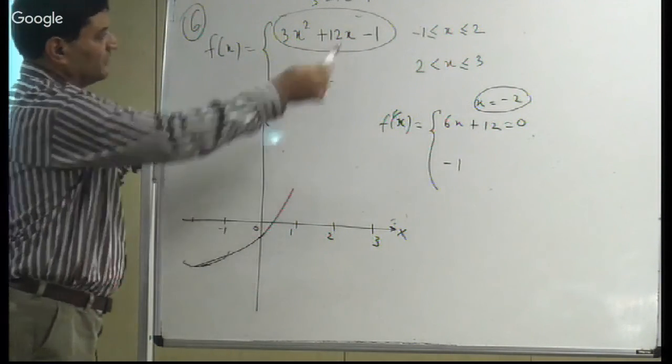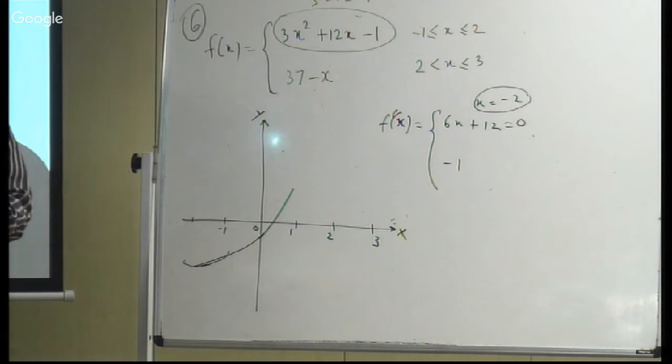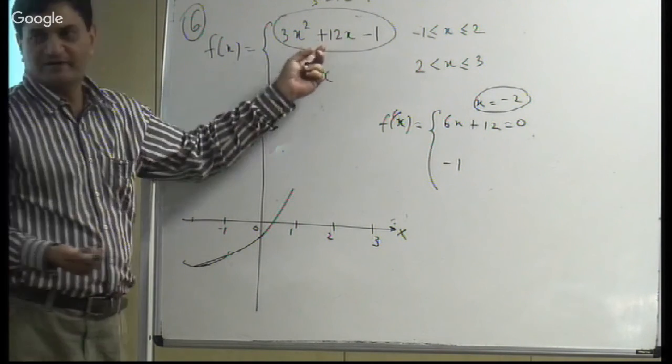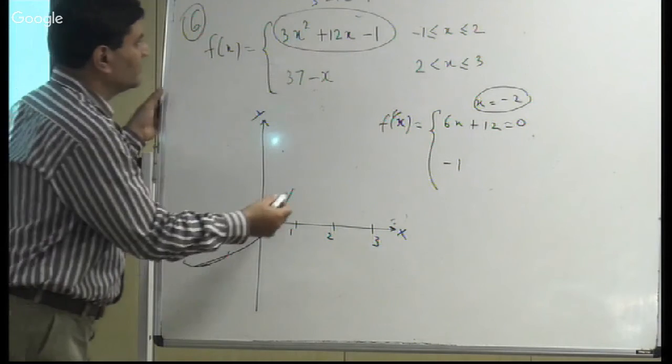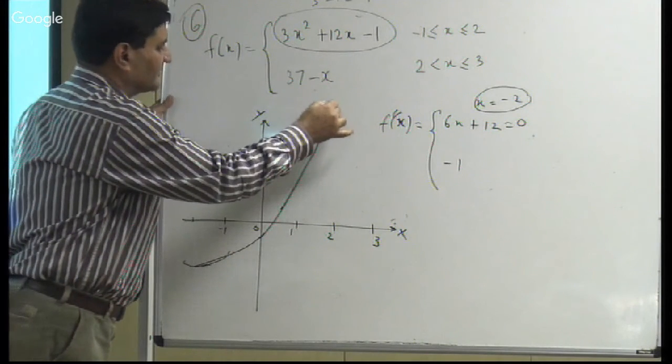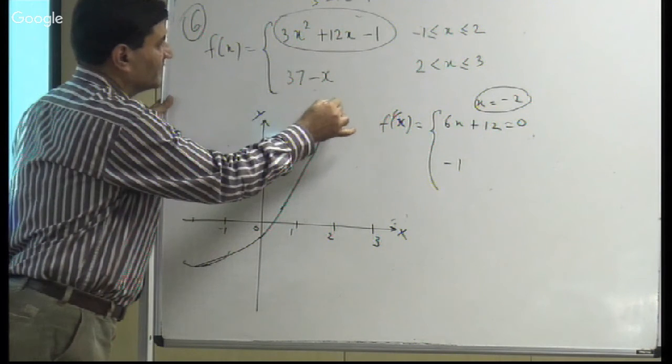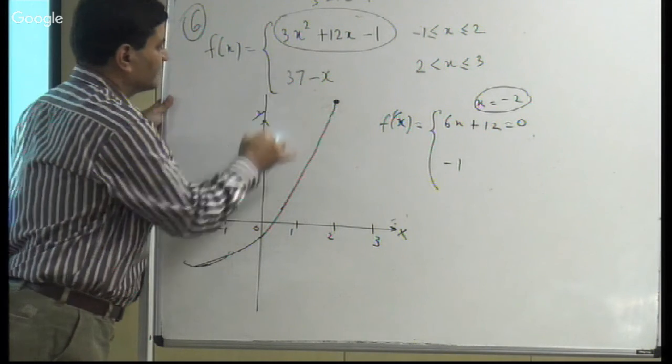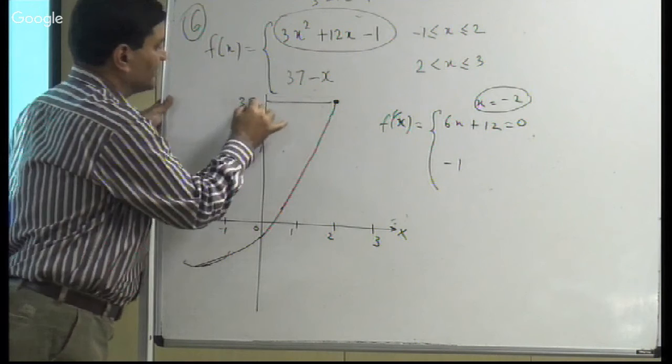And at 2, since it has to take the shape of the parabola, you told me it is coming out to be 35. So at 2, it will come out to be 35. So it will be somewhat like this. And this value is 35.